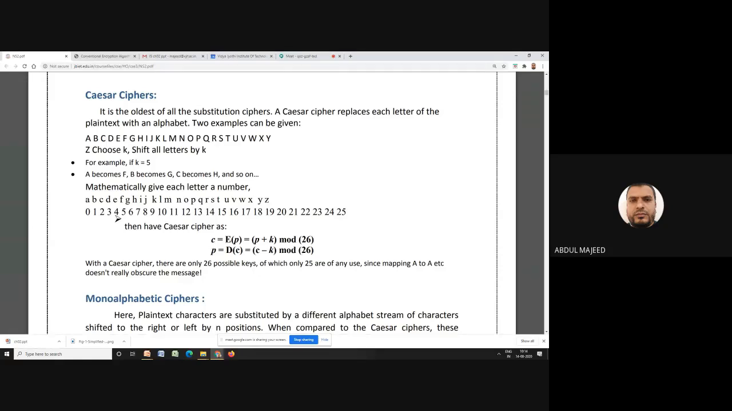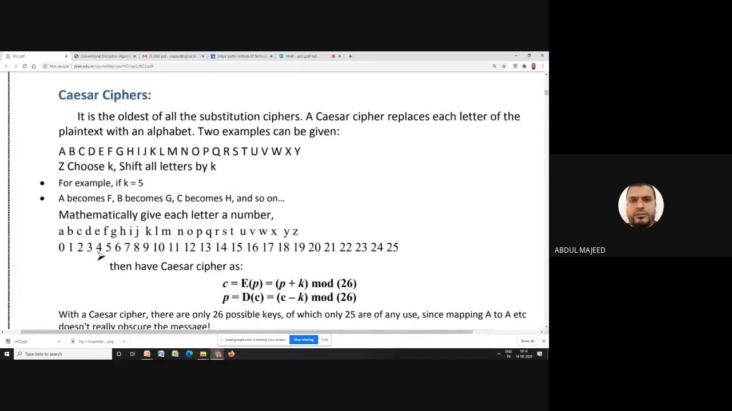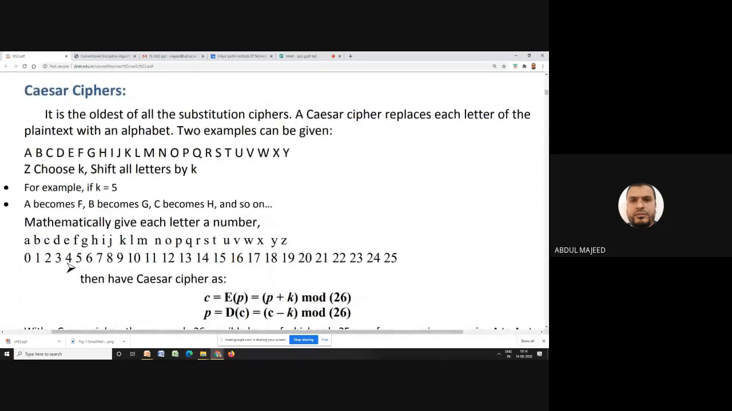So here you can see one basic encryption technique I want to show. Is it visible? Right? That is called the Caesar cipher. What we are doing in the Caesar cipher, first of all, here are a few points. It is the oldest of all the substitution ciphers, the very first substitution cipher. A Caesar cipher replaces each letter of the plaintext with another alphabet letter.